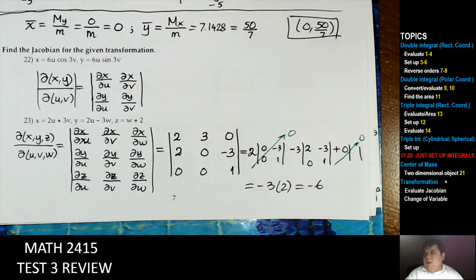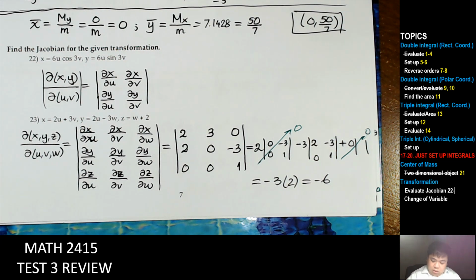So that is how to evaluate the Jacobian. Again, the partial derivatives of the dependent variables give us the rows, and the independent variables give us the columns. That is 22 and 23.